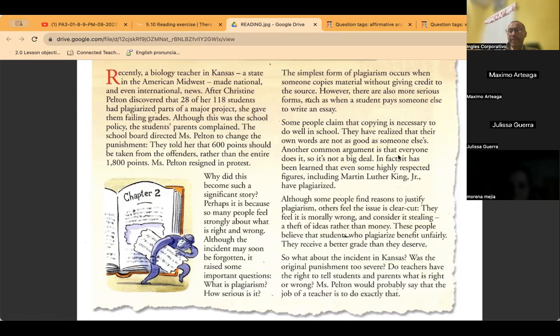The simplest form of plagiarism occurs when someone copies material without giving credit to the source. However, there are also more serious forms, such as when a student pays someone else to write an essay. Some people claim that copying is necessary to do well in school. They have realized that their own words are not as good as someone else's. Another common argument is that everyone does it, so it's not a big deal. In fact, it has been learned that even some highly respected figures, including Martin Luther King Jr., have plagiarized. Okay, good.